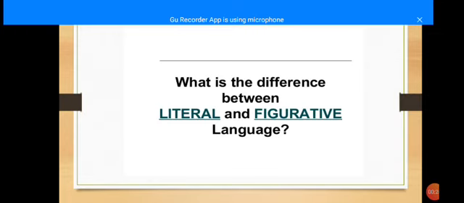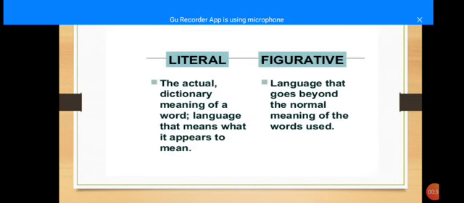Now, what is the difference between literal and figurative language? Let us learn that. Literal language means the actual dictionary meaning of a word. Language that means what it appears to mean. Okay? Figurative language goes beyond the normal meaning of the word used. It means something else.